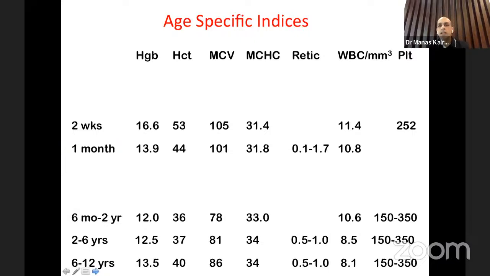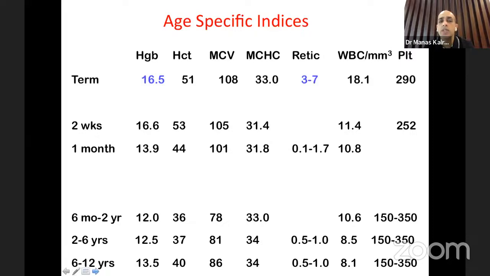So let's look at CBCs. If you look at age-specific indices, this is very important for a pediatrician, because a pediatrician has to look after a newborn, a toddler, a grown-up child, a teenager, an adolescent, and sometimes even an adult. So it is very important to understand that CBC keeps changing with age. For the adult physician who just sees patients above 18, life is simple. But for a pediatrician, life is not simple.